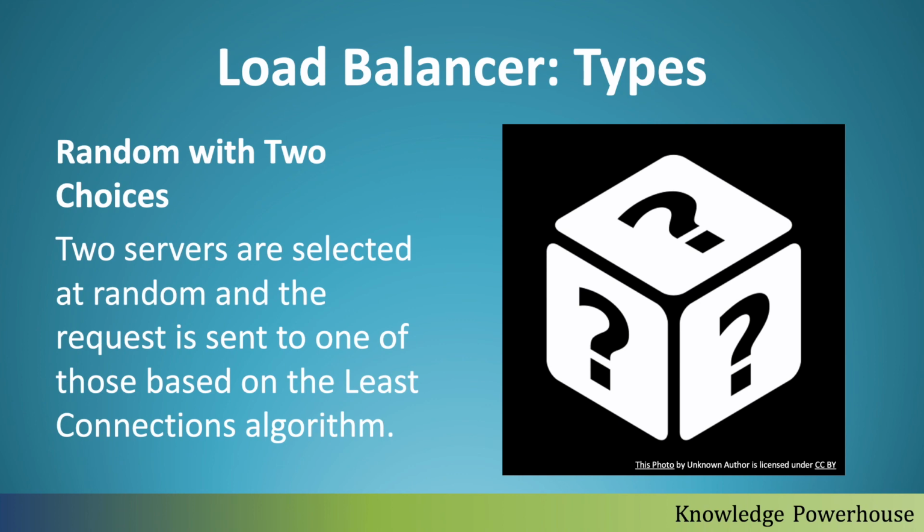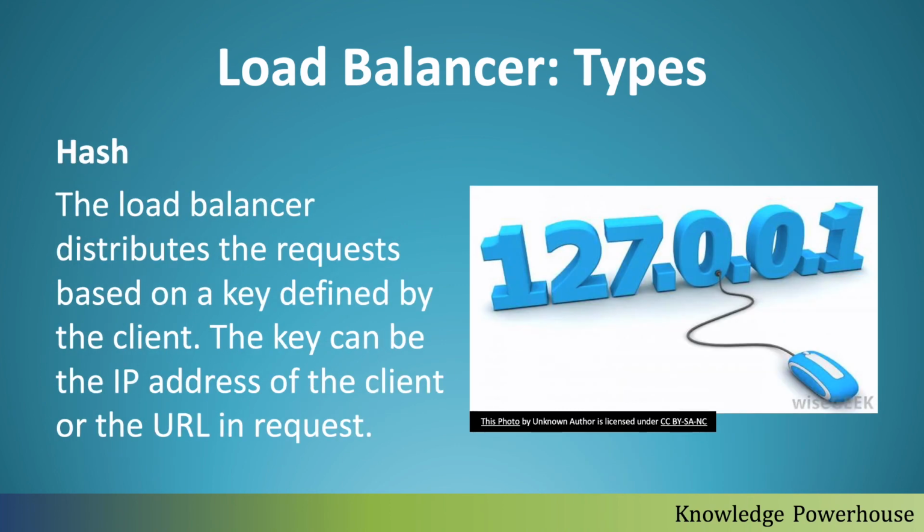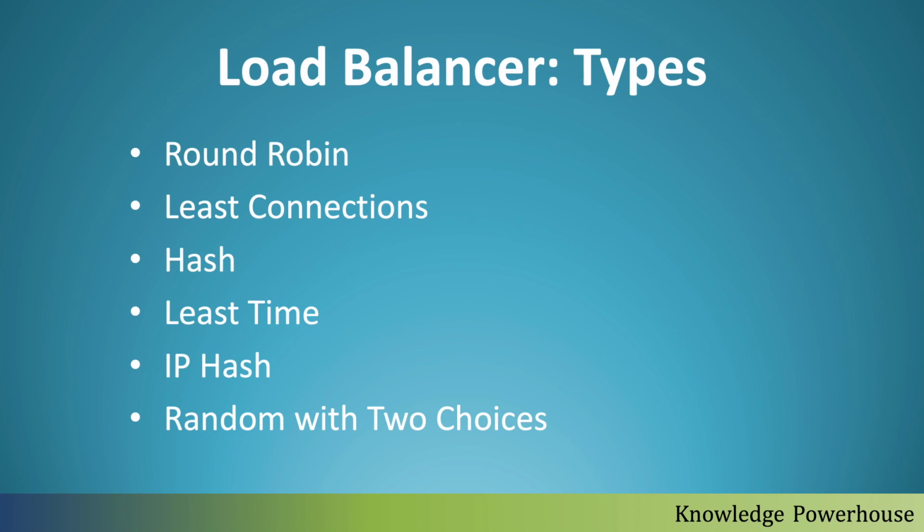So these are the primary types of load balancers that we covered. Depending on different kinds of scenarios, we go for them. Let's recap. Load balancer types are round robin, least connections, hash, least time, IP hash, and random with two choices.